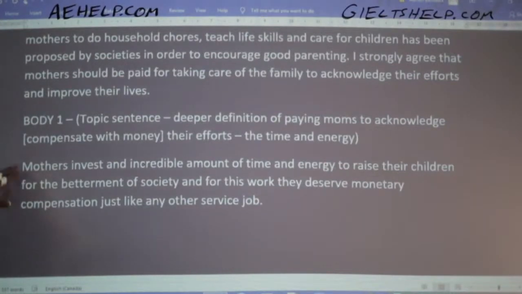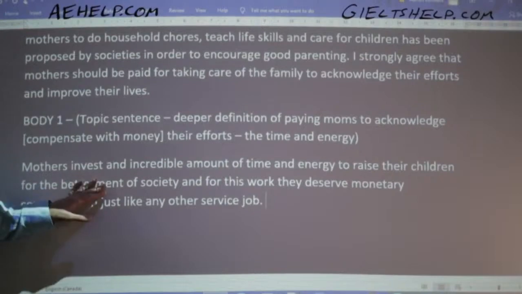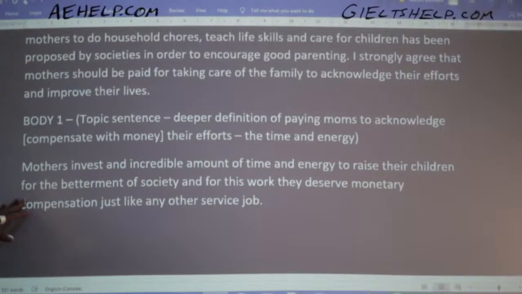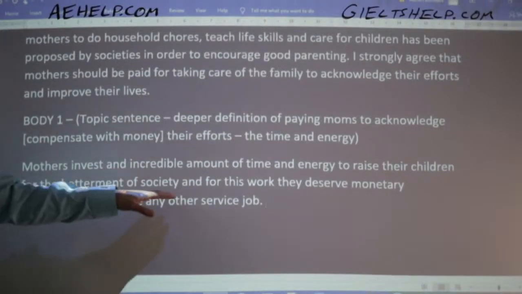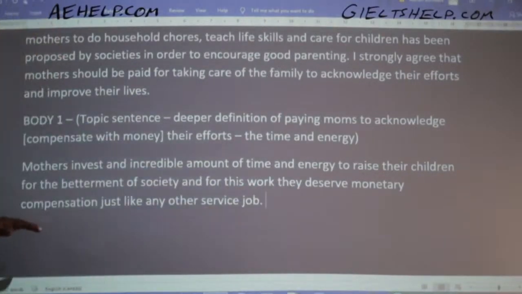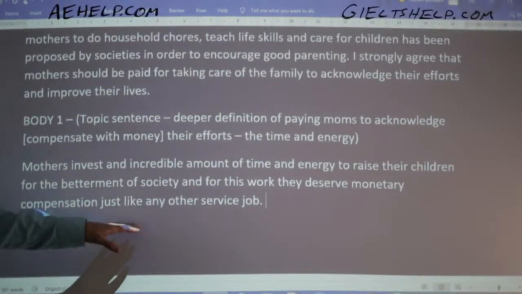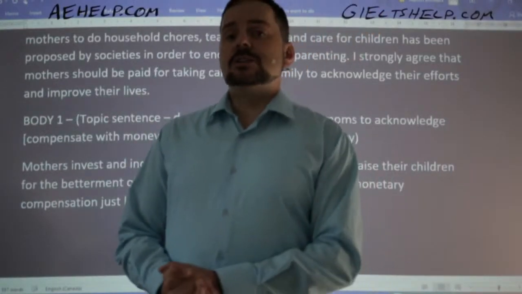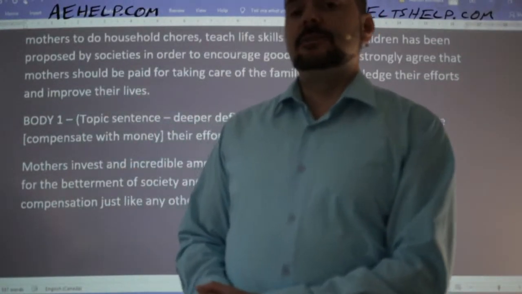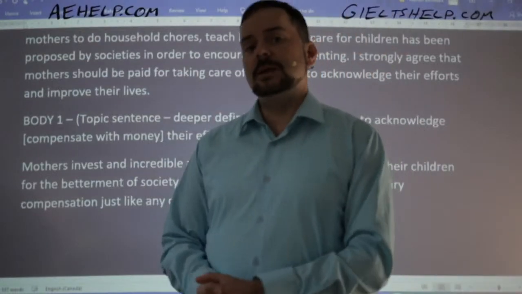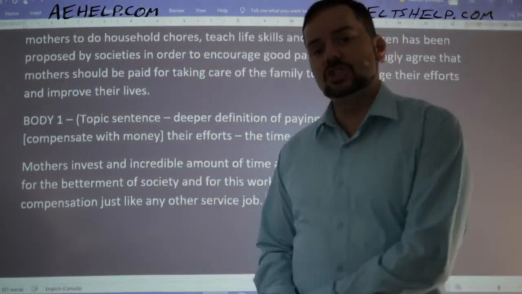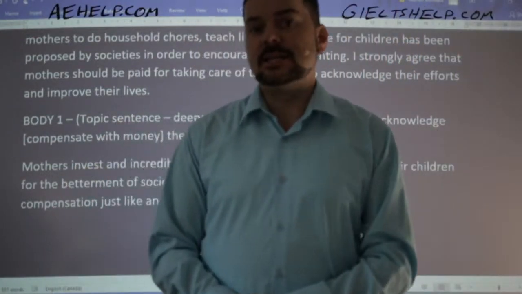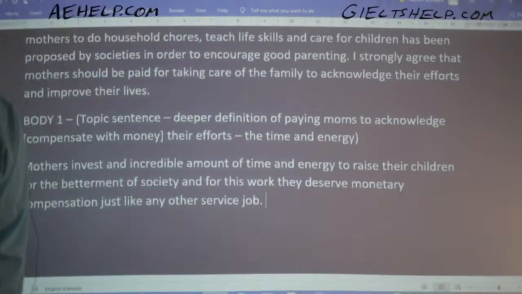And hence, here is my topic sentence. Mothers invest an incredible amount of time and energy to raise their children for the betterment of society. And for this work, they deserve monetary compensation, just like any other service job, right? If you go to the hospital, doctors get paid. If you go to a school, teachers get paid. So when mothers take care of their sick child or when mothers educate their children, they should get paid. It's a fair argument.